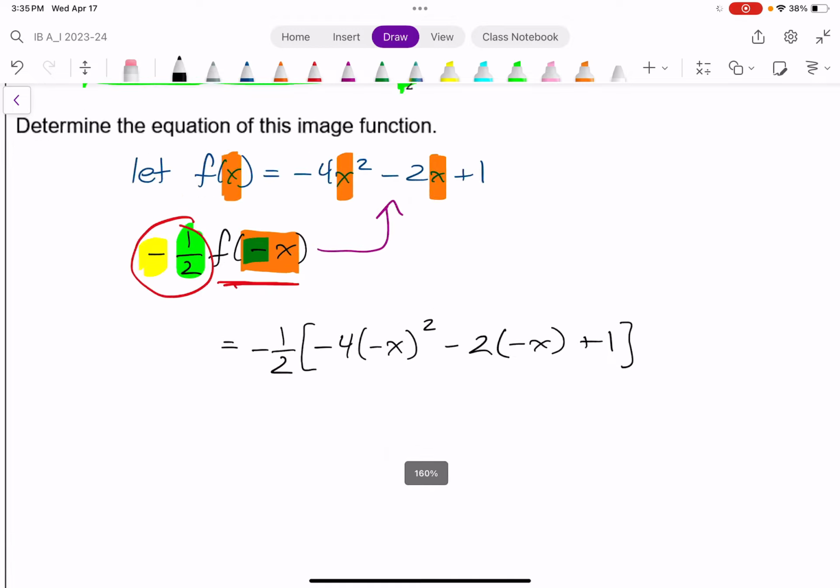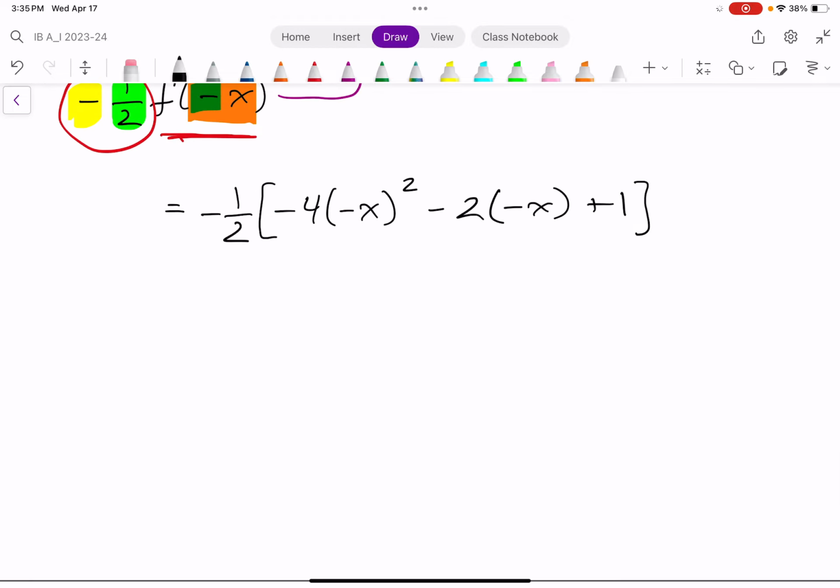But let's clean this up. So at this point, let me just work from the inside of the brackets out. I'll leave the -1/2 for a moment. Right here, (-x)² is x². Negative times a negative is a positive, so I can write this as -4x². I don't need that -x in brackets. Over here, -2 times -x is +2x, plus 1. Okay, that's already a bit nicer.